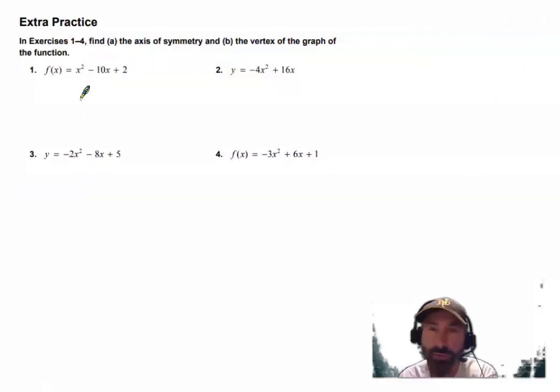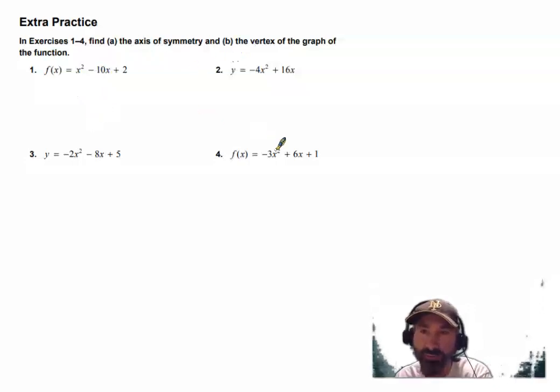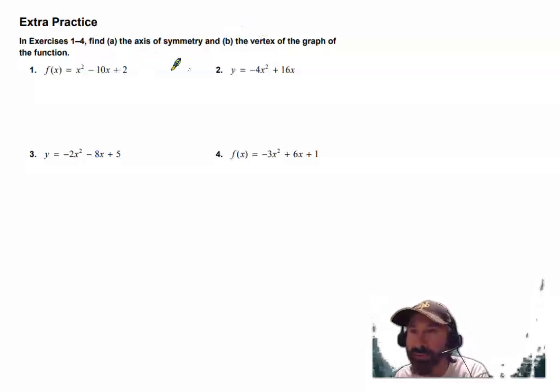All right, so we've got problems 1, 2, 3, and 4 here, and all they ask us to do is find the axis of symmetry, and then find the vertex of the graph of the function, just those two things. I'm going to use one of these as a demo. I'm going to try number 3 because it looks kind of complicated, and then you're going to do 1, 2, and 4 on your own, or together with me, either way, later on.